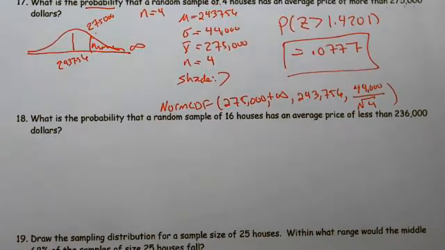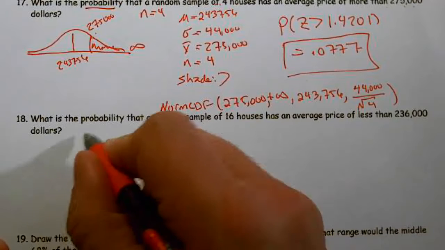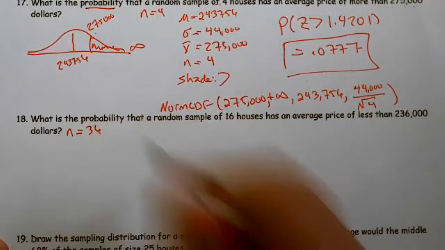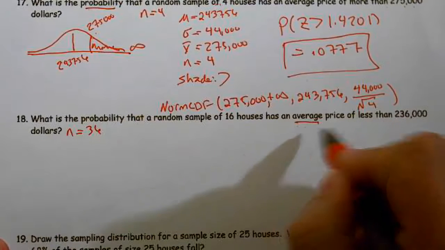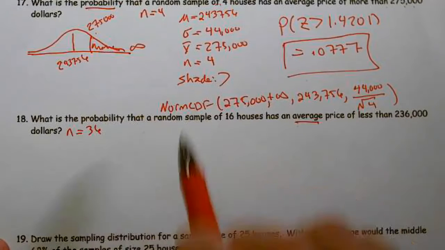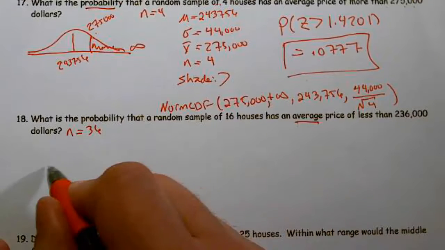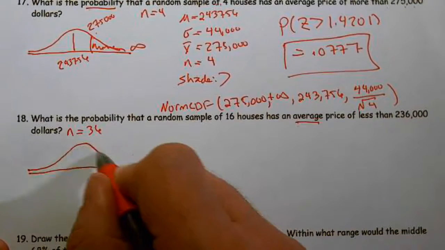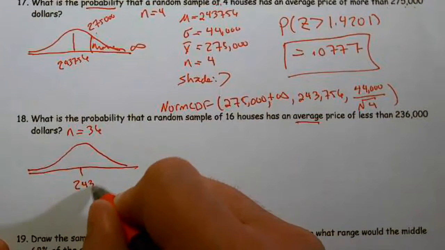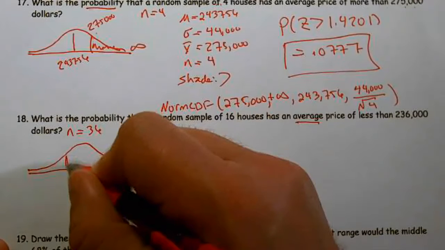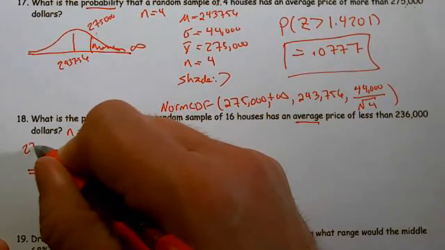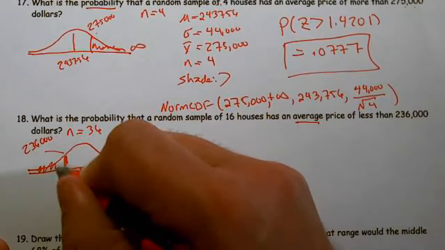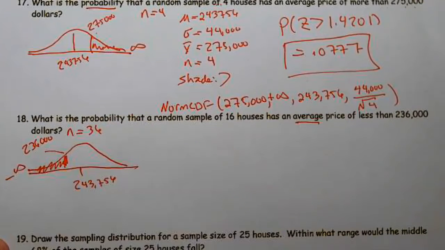What is the probability that a random sample of 16 houses has an average price of less than 236,000? So since we're doing a sample, and we're talking about the average price, or the X bar, it's probably going to be easier to use a stats test since we're only looking at one number. So with that being the case, my mean is 243,756, and we want to know less than 236,000. So we're shading this way to negative infinity.